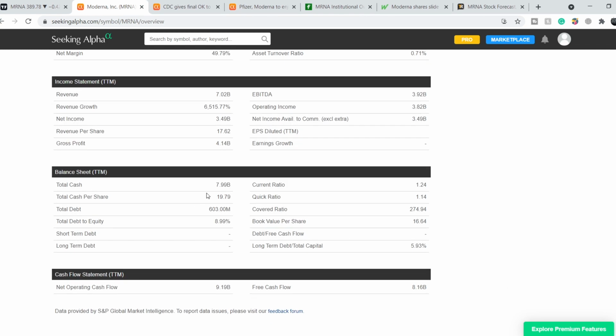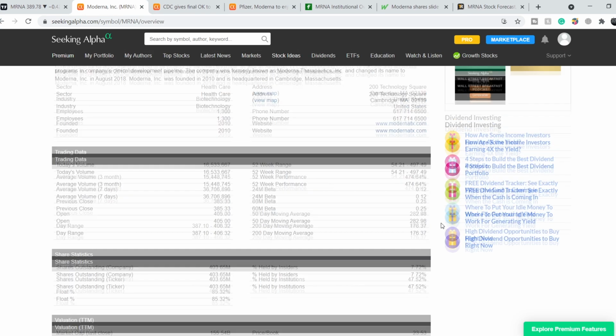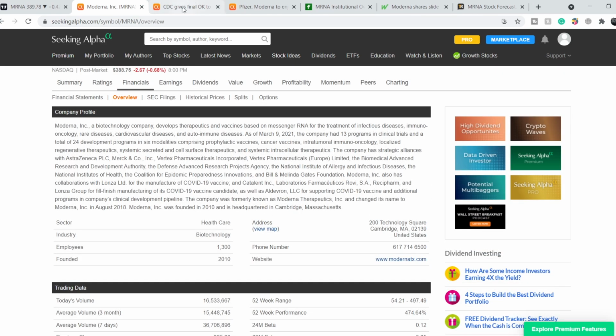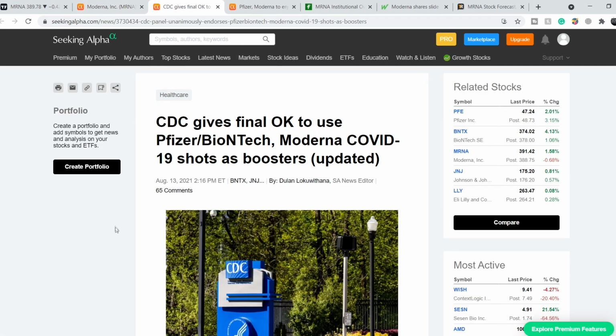So their total cash position is almost $8 billion with a total debt of only $603 million. They have a current ratio of 1.24. So from the financial standpoint, this company is extremely stable. They have a huge net income and their revenue growth is really impressive. That's why you can rely on this company from the financial standpoint, and it doesn't have any issues at all. So let's continue with recent news.